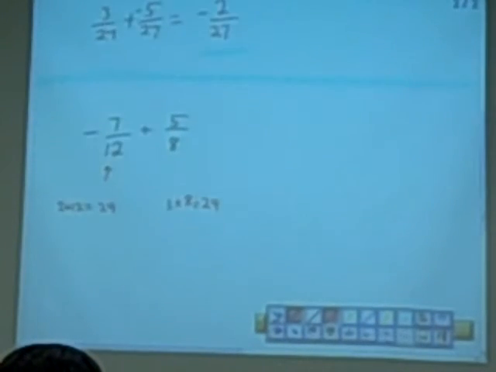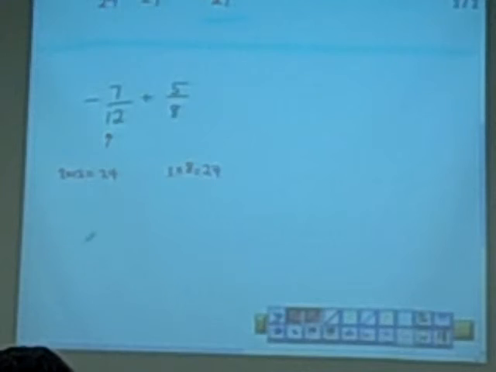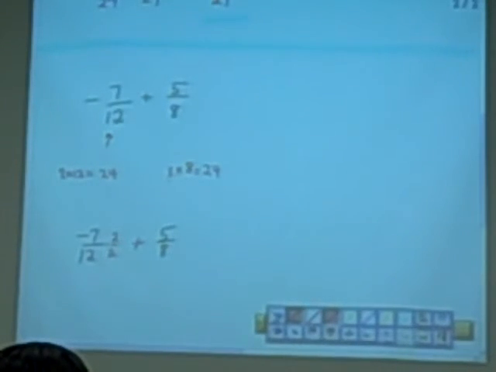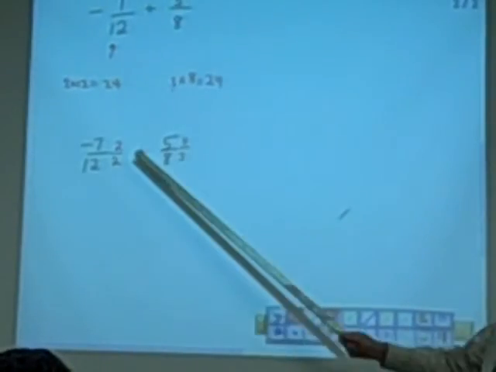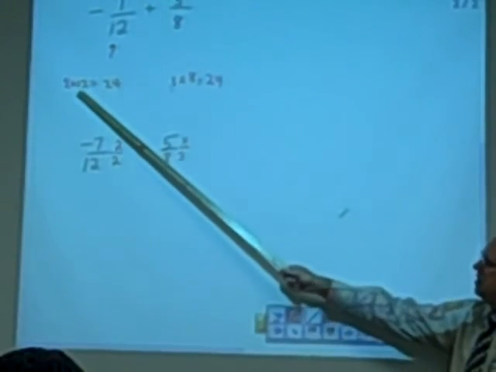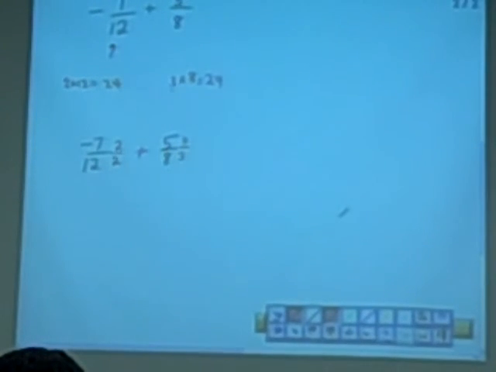So that means we're going to multiply, here's negative 7 over 12, we're going to multiply that times 2 over 2. Plus, and then the 5 over 8, what do you think we're going to multiply there? 3 over 3. Okay? So, that's an easy way to start calculating out. Start with the largest denominator and start multiplying with 2 and then work your way up from there.